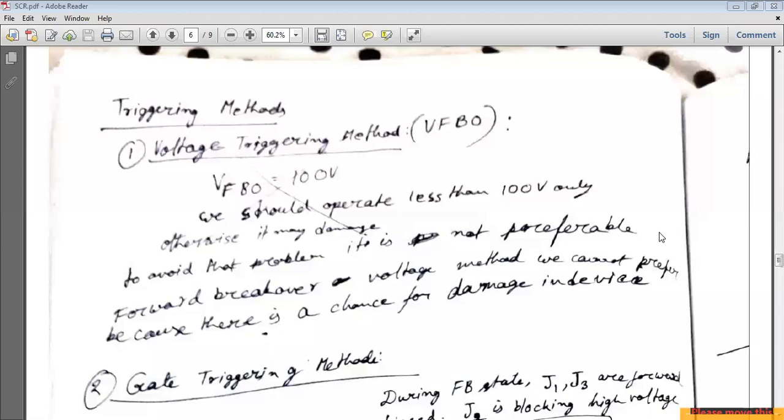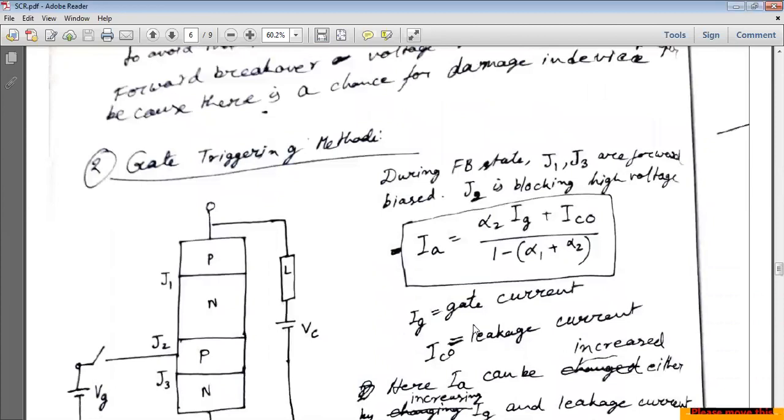Okay, so there are different types of triggering methods present. One is the voltage triggering method that we have already discussed. That is, after a certain voltage, that is forward breakover voltage, it will start conducting. But if we continue conduction up to that forward breakover voltage, it may have the chances to damage the device. So forward breakover voltage type triggering is generally avoided. The most popular method is the gate triggering method.